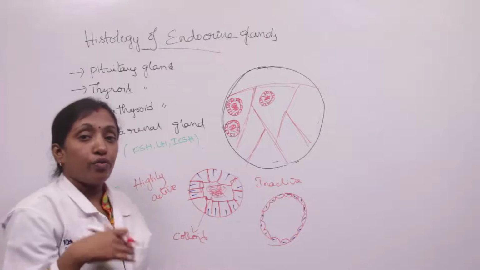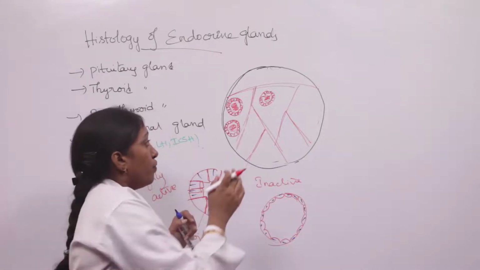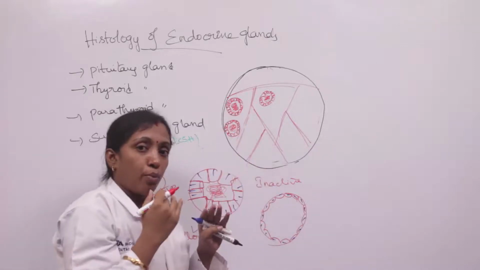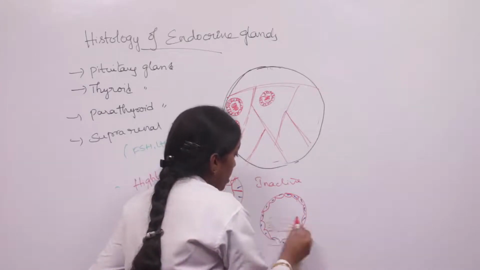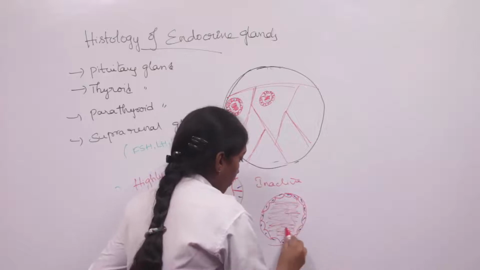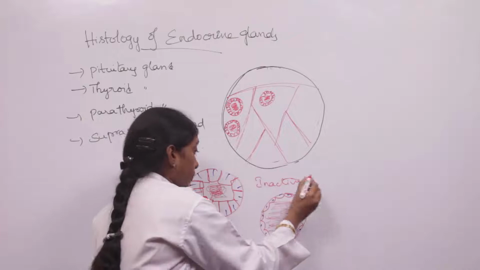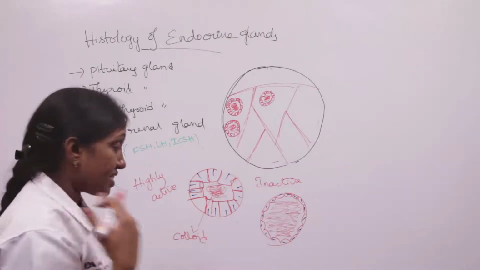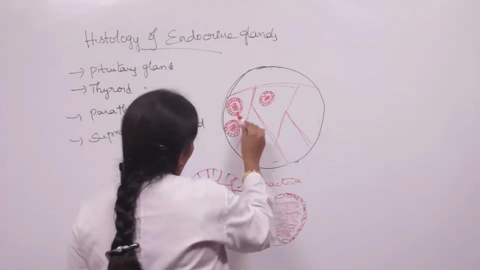When the gland is highly active, the colloid is very much less, very scanty. When the gland is moderately active, the colloid amount is also moderate. When the gland is inactive, the colloid amount is more. More colloid is present when the gland is inactive.